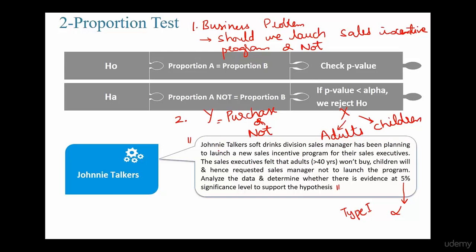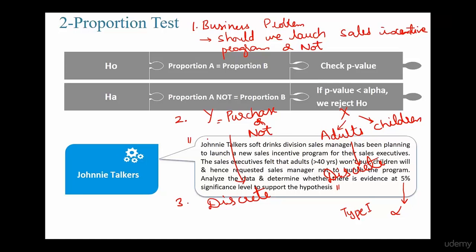Now we need to identify the data type of Y and the data type of X. Y here is discrete. Purchase yes or no is always discrete. And X is also discrete in two categories. What are those two categories? We have adults and we have children.